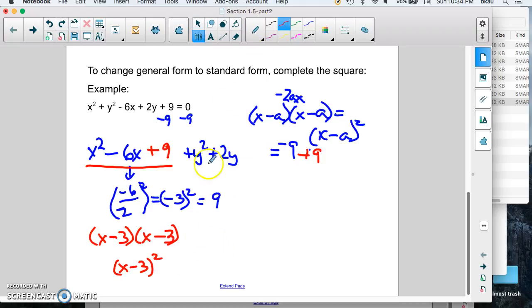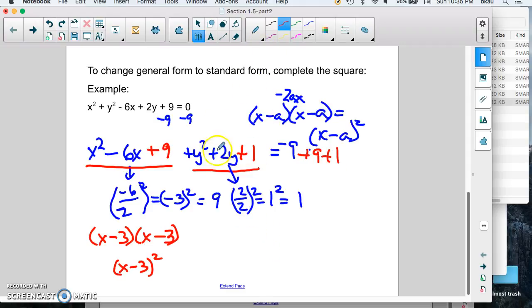And then we're going to do the exact same thing over here, but we're going to use this term. We're going to create something from that term. So as before, we're going to take the middle term 2, divide it in half, and square it, which is going to be 1 squared, which is 1. That's what we're going to add to this term right here in order to complete the square. And remember, this has to be added on the left side. It also has to be added on the right side. So we end up with that.